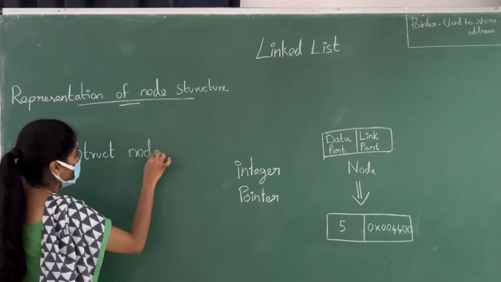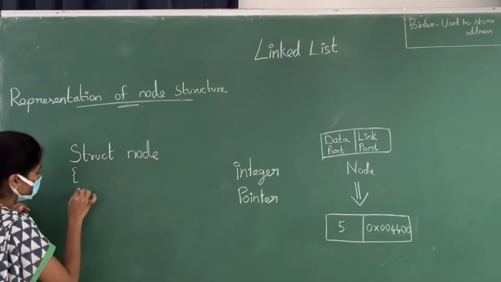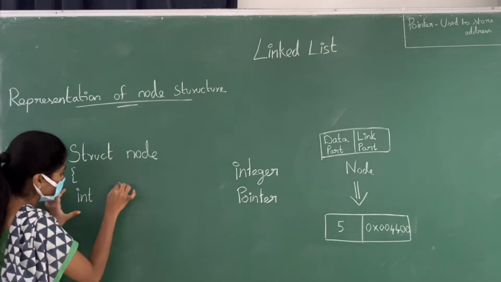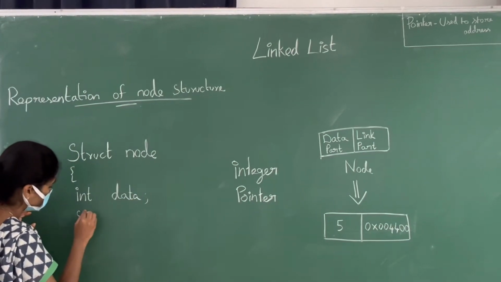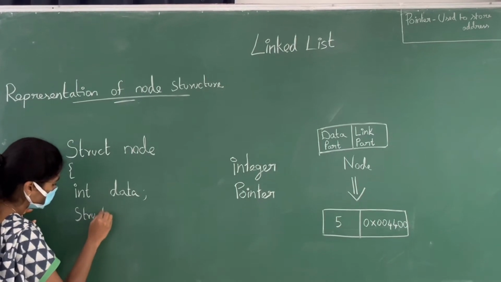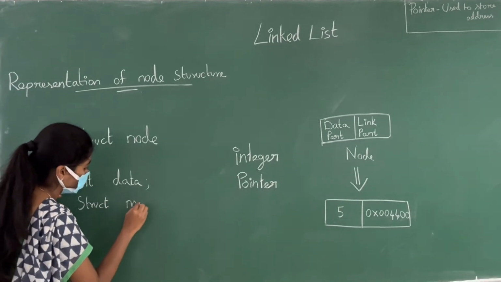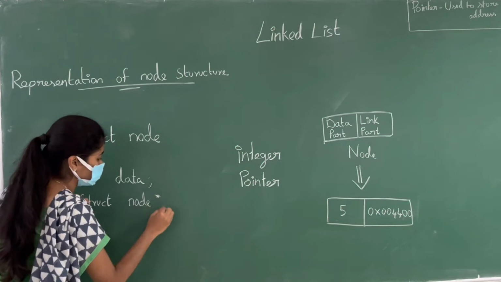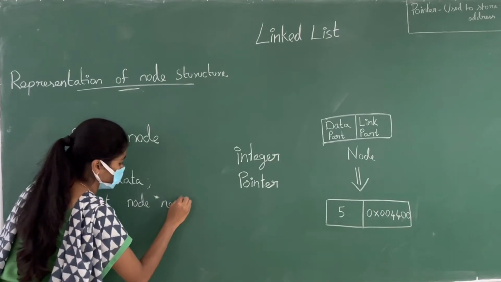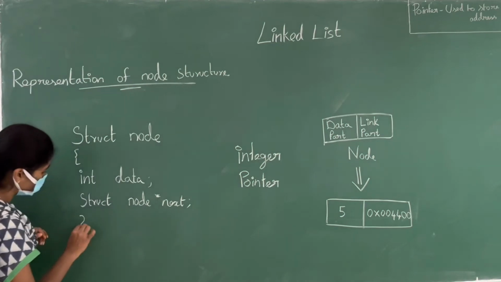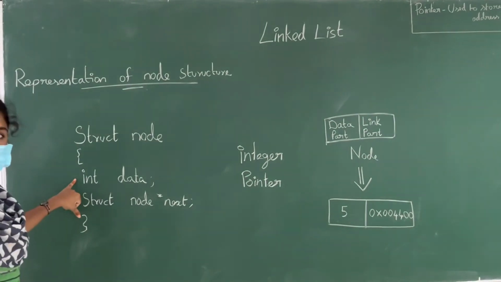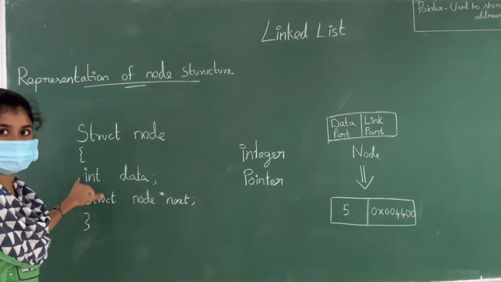Node. The data is of the type integer. The next will be a pointer. Let us consider it as next, because it is going to point to the address of the next node. This is how a node structure will be represented.